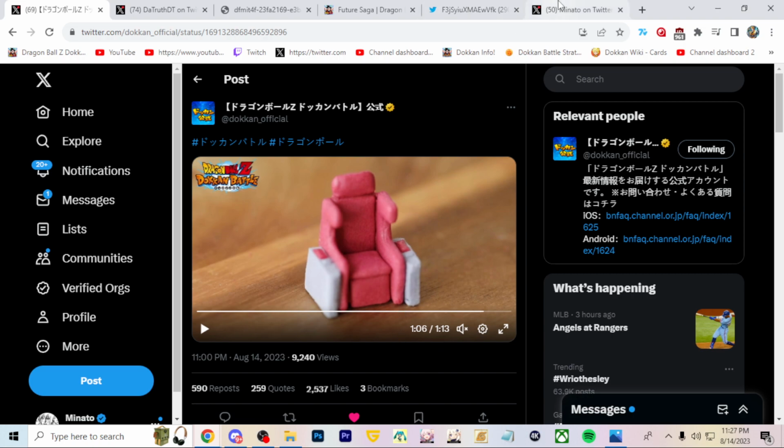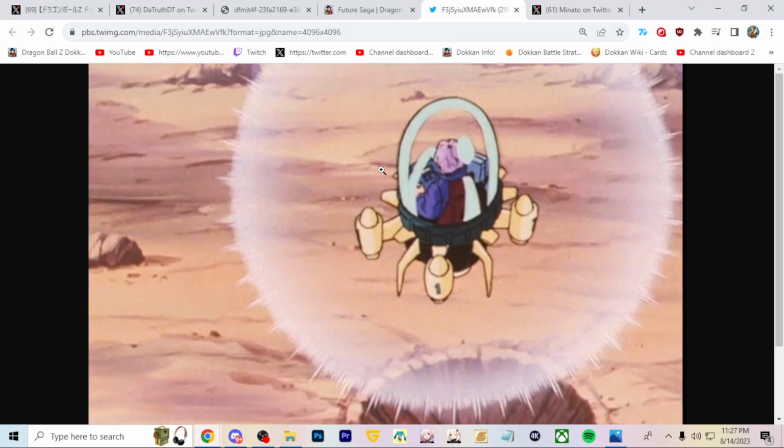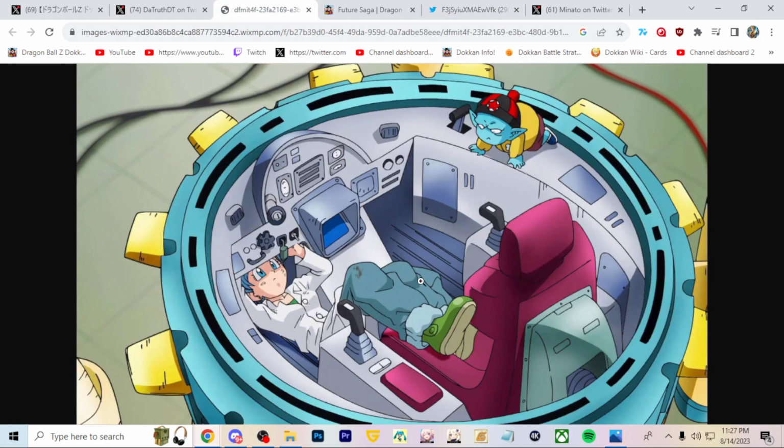And another thing, I do want to bring up this point as well. If they wanted to tease Cell Saga or Android Cell Saga, like Super Saiyan 2 Gohan versus Cell, would they really be teasing the time machine? The time machine has relevance to the plot for sure, but I feel like to the Future Saga it's a lot more relevant. Cell Saga has the Cell Arena, right? What item is really relevant to the Dragon Ball Super Trunks saga, right?